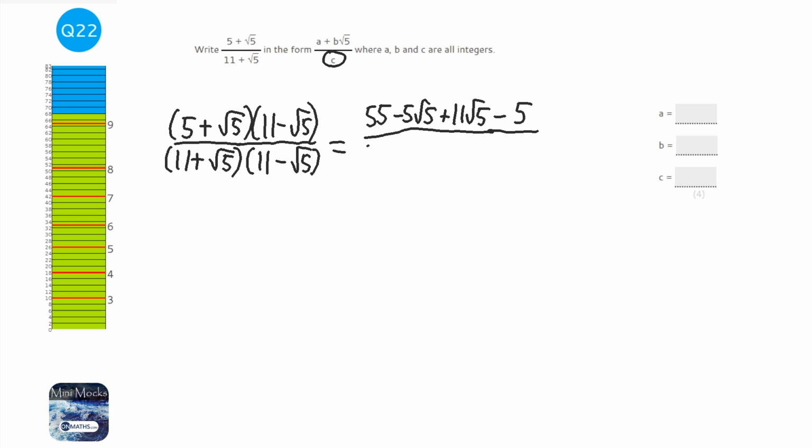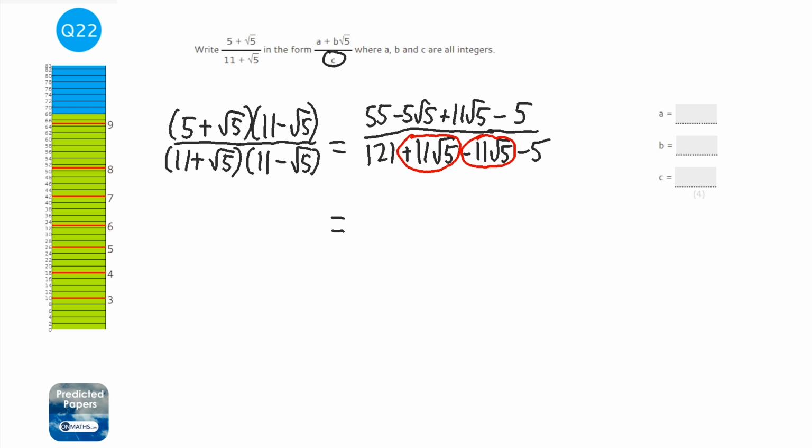So 11 times 11 is 121. We've got root 5 times 11, which is plus 11 root 5. Then we've got minus root 5 times 11, which is minus 11 root 5. And then we've got positive root 5 times negative root 5, which is minus 5. Okay, now you might see what happens at the bottom. The whole purpose for doing this is you end up with the surds cancelling each other out.